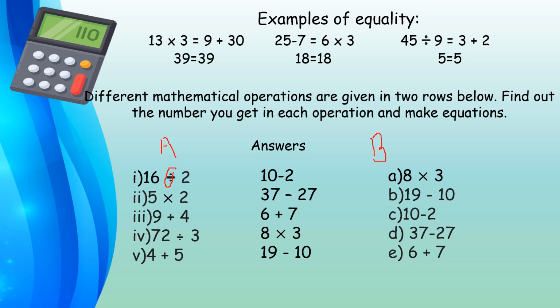Yes. So 16 divided by 2 equals 10 minus 2. Second, 5 into 2 is 10. So where will I get 10? 37 minus 27 is 10. So 5 into 2 equals 37 minus 27. Likewise, 9 plus 4 is 6 plus 7. 72 divided by 3 is 8 into 3. 4 plus 5 is equal to 19 minus 10. You have to do it in the same form in your books as well.